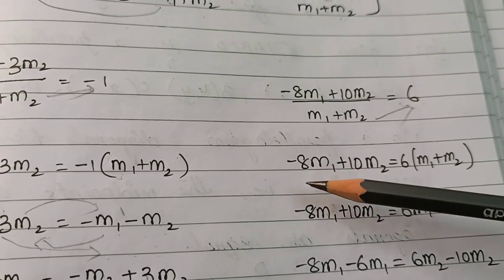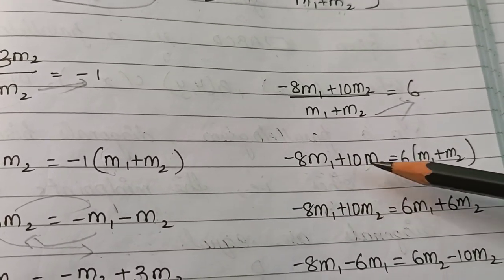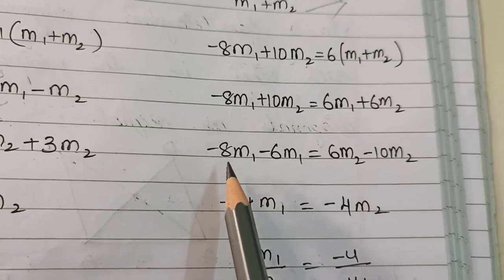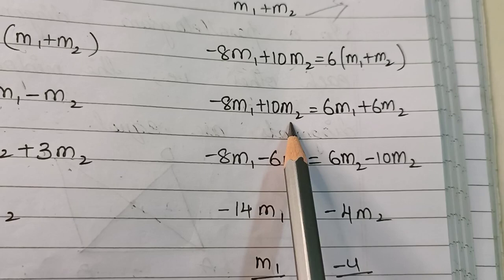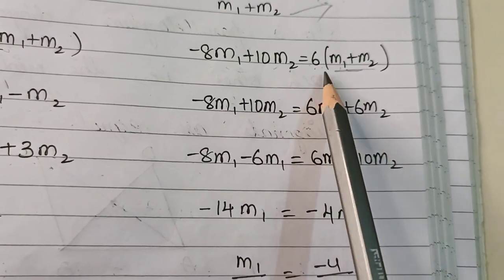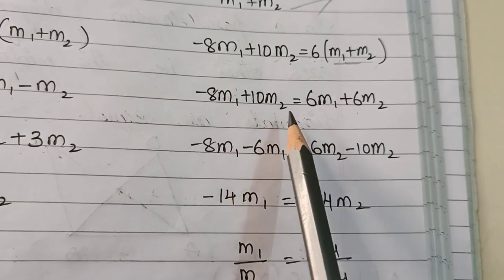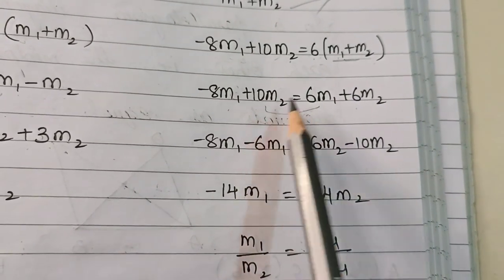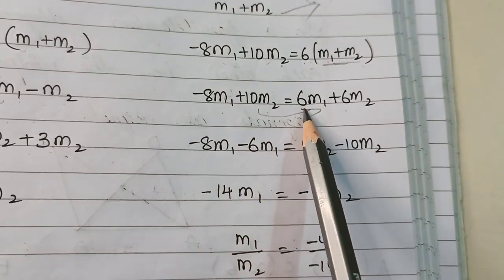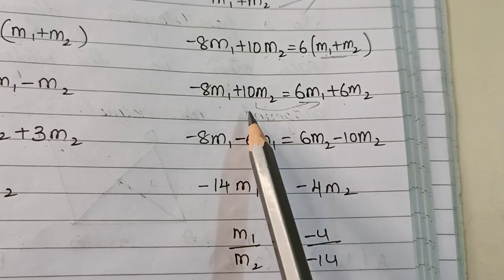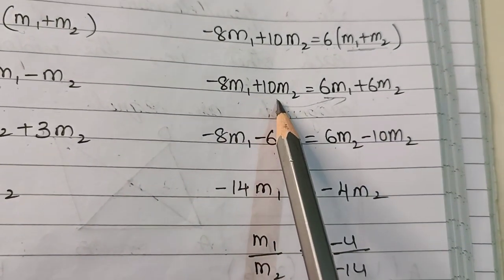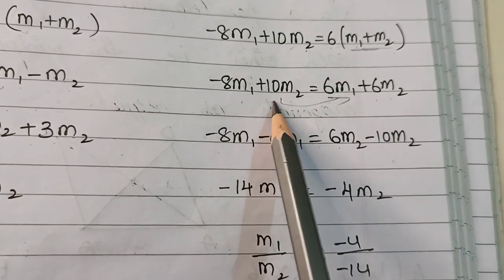Cross multiply. This same as it is, minus 8m1 plus 10m2 is equal to 6 into m1 plus m2. Minus 8m1 plus 10m2 is equal to, multiply 6 with both these terms, 6m1 plus 6m2. Okay, taking all m1 terms on one side and m2 terms on the other side. Minus 8m1, take this 6m1 to the left side, it will become minus 6m1, is equal to 6m2, and this 10m2 will become minus 10m2.